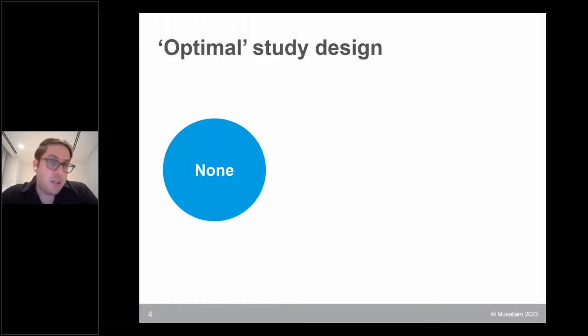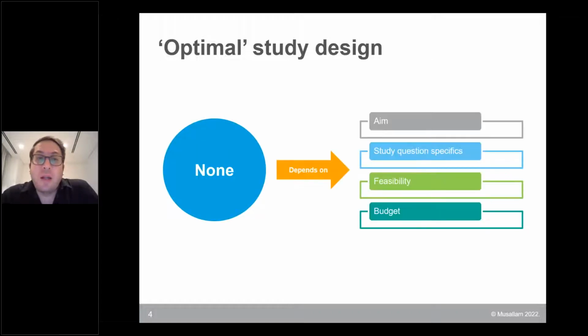So what is the optimal study design? Many people ask me. There is none. It depends on many factors, and it depends on the aim of your study. What are the study questions that you are specifically trying to address? The feasibility, can you actually conduct a study in a certain design versus the other? And it also comes down to budget. To be realistic, some study designs can give you a better answer, but they come with a high price tag to them, and you will not be able to conduct them.